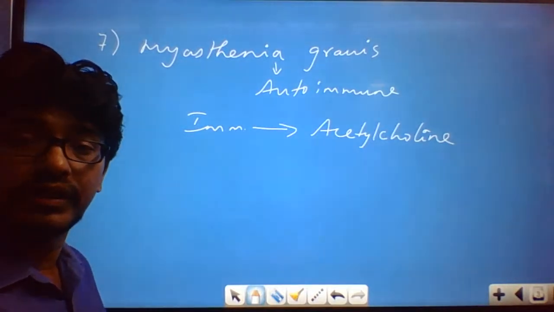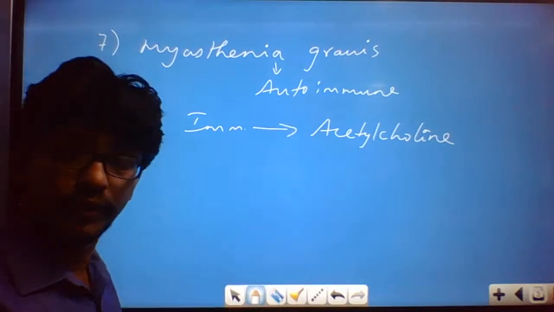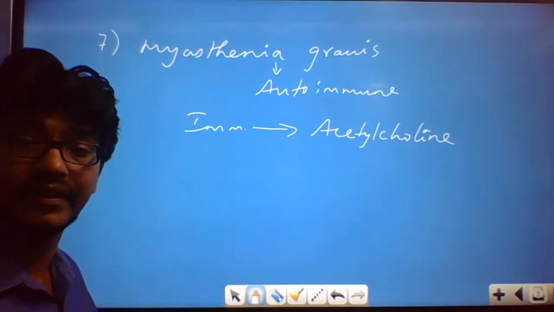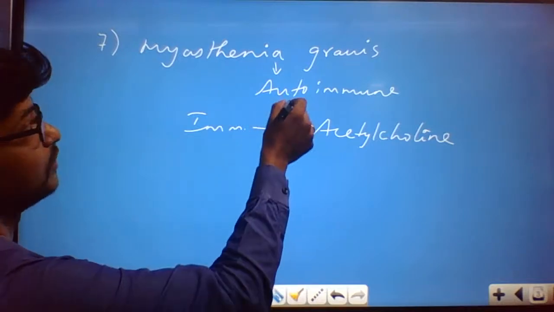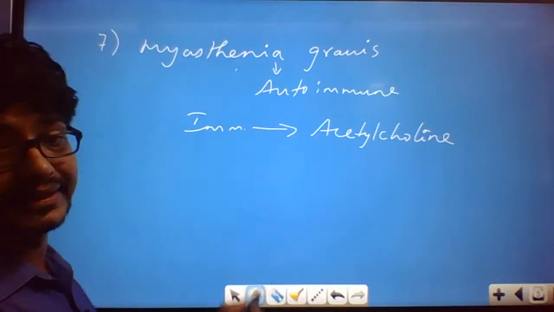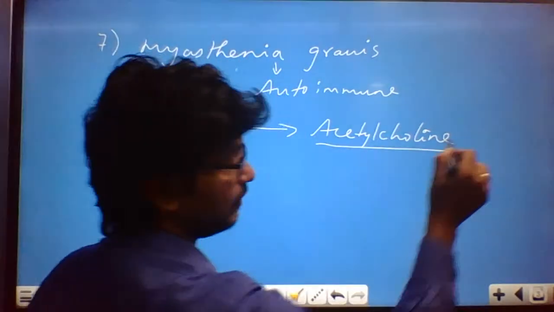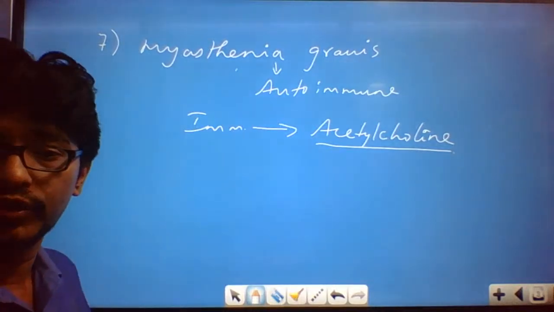Autoimmune disorder is something where your own immune system starts acting against your own body cells or your own body components. This condition is called autoimmune disorders. A classical example is myasthenia gravis. You have studied about the acetylcholine, right? This is getting produced by the neurotransmitters.